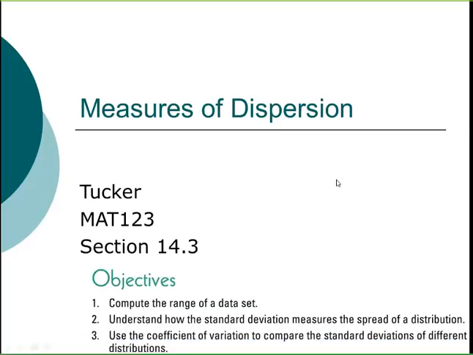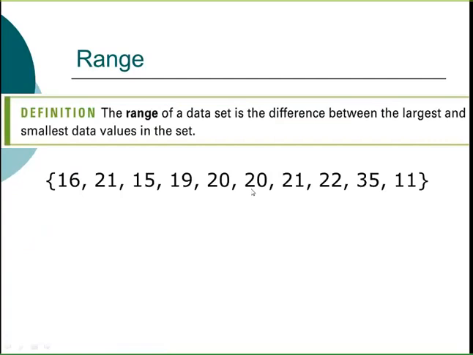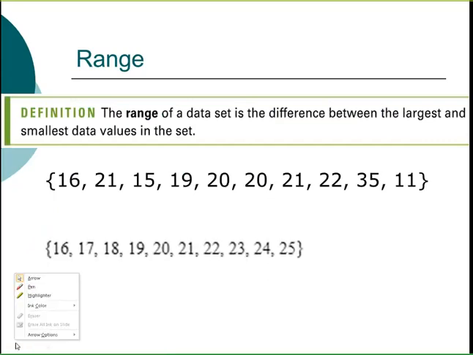All right, class, we're going to take a look at section 14.3, which talks about measures of dispersion. So first part of this lesson, we've got to talk about range. Range is one of our easier concepts. All it does is take the difference between the largest and smallest values in the data set.